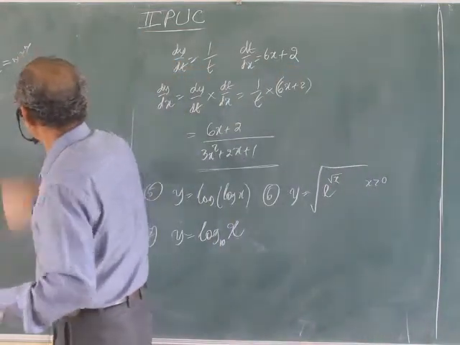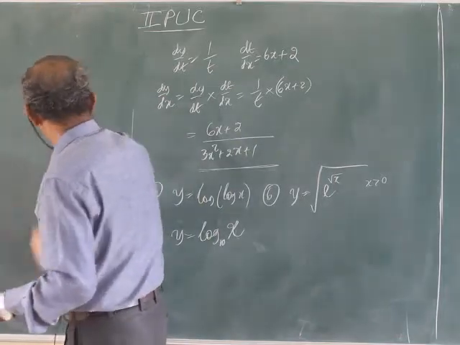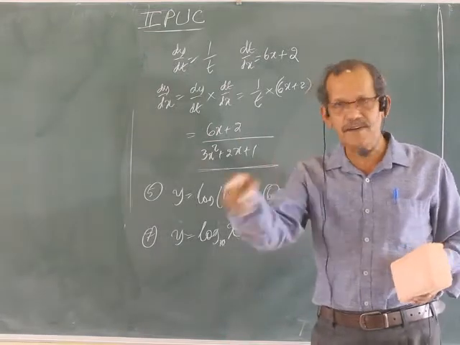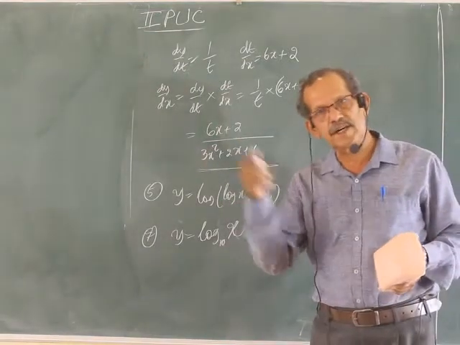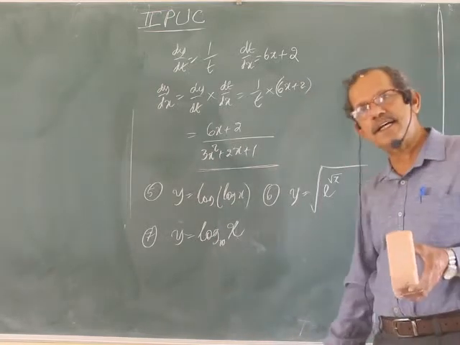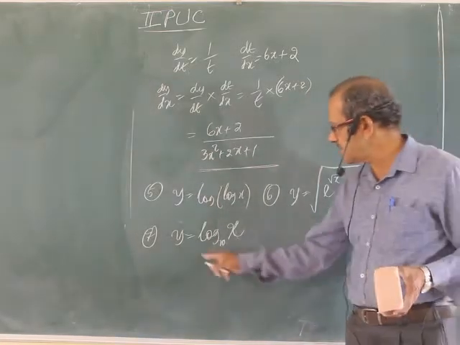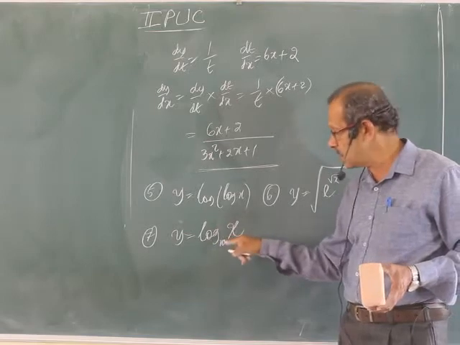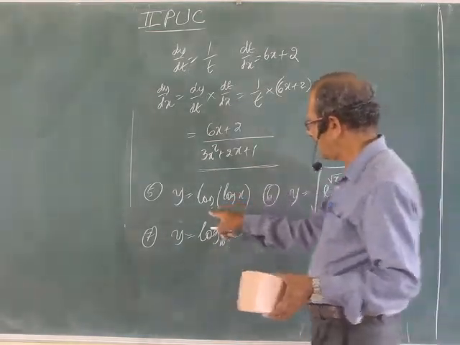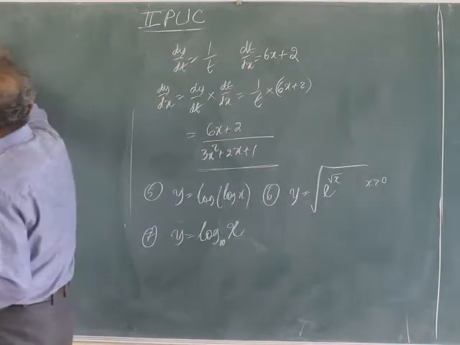Sin x derivative is cos x. But that x is given in degree. How to find the derivative? That we have seen. First convert that x into radian, then find the derivative. Here also, first convert this one into the log to the base e first, then find the derivative. Anyway, let us complete one by one.